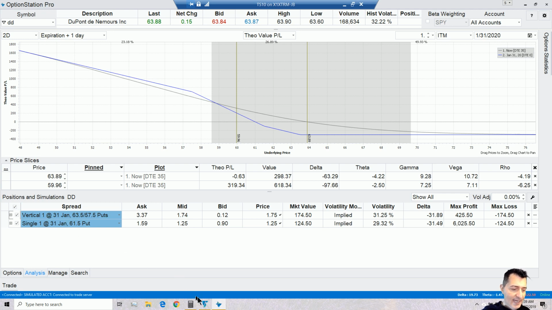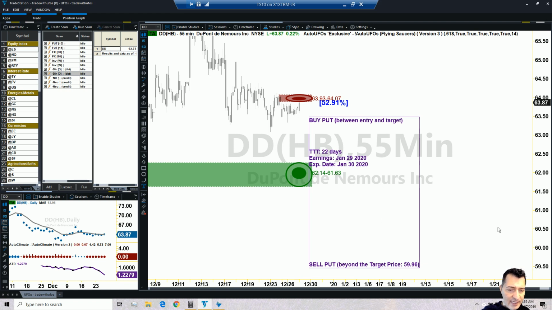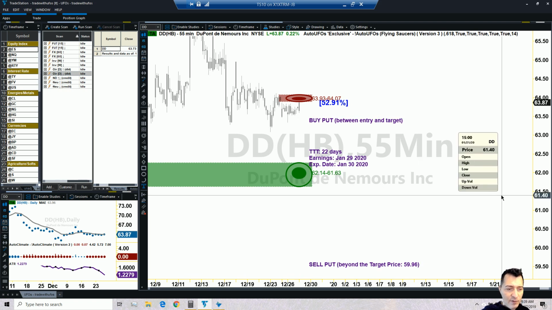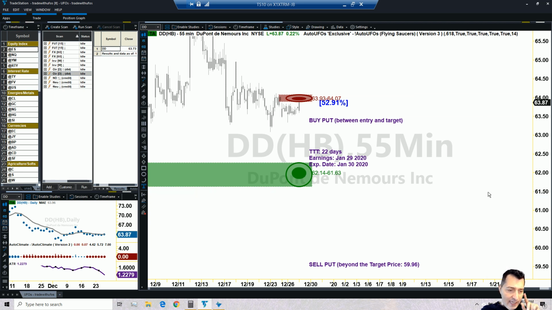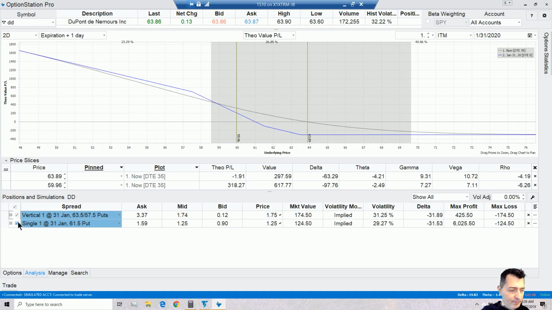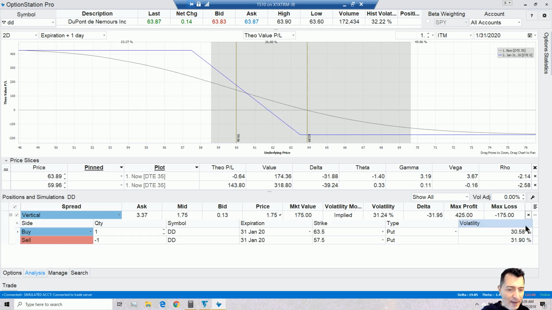But to be honest, in this case, 61.5 is really far away from the current price, which means that you need to be right for a long time for that put to not suffer much time decay and become in the money. So in this particular case, I do feel that using the spread, which is the 63.5, 57.5, gives us a better benefit, and therefore this is the trade that we are going to take.